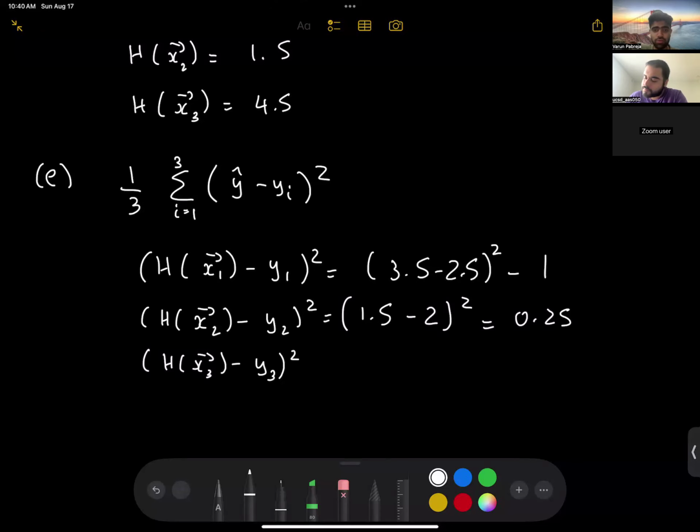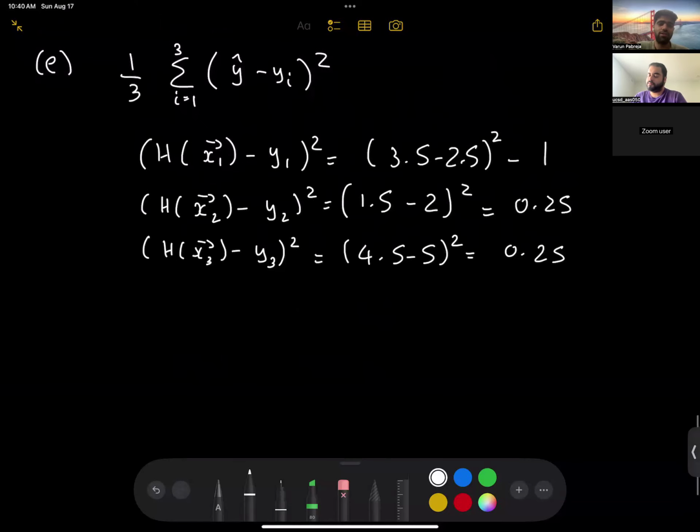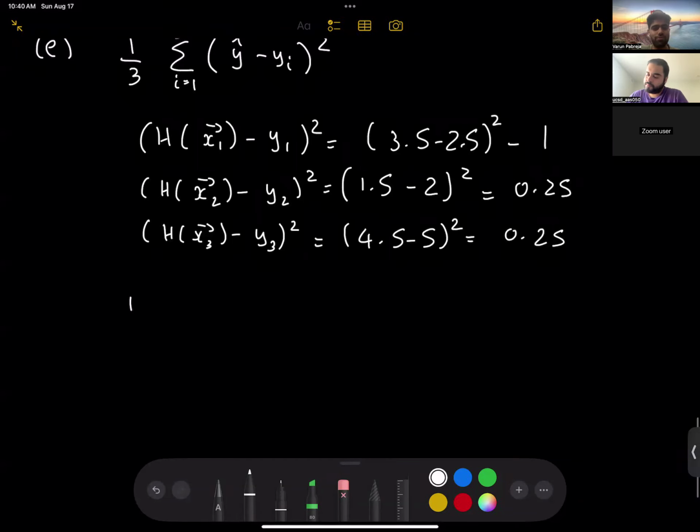squared, 0.25. And so we have the squared values, and adding them all up gives us 1.5, and then taking a third of that gives us 0.5. So the final mean squared error value is 0.5. Just try 1.5 at all. Yeah, super.